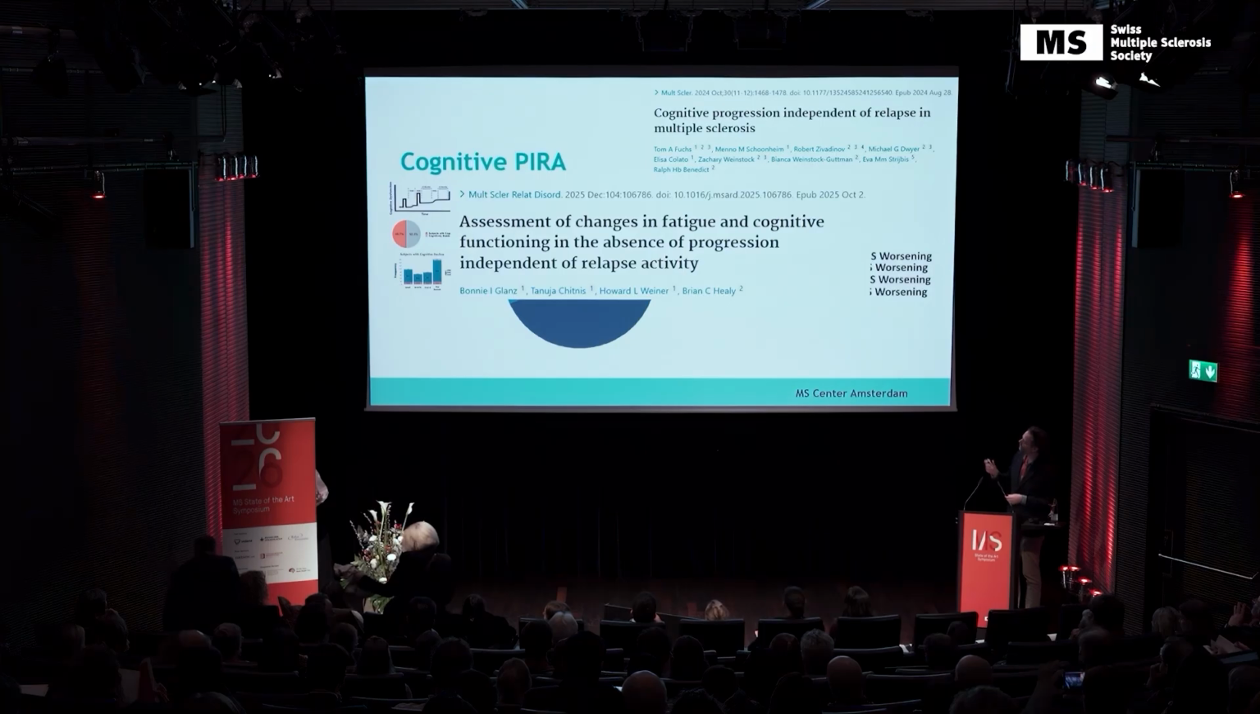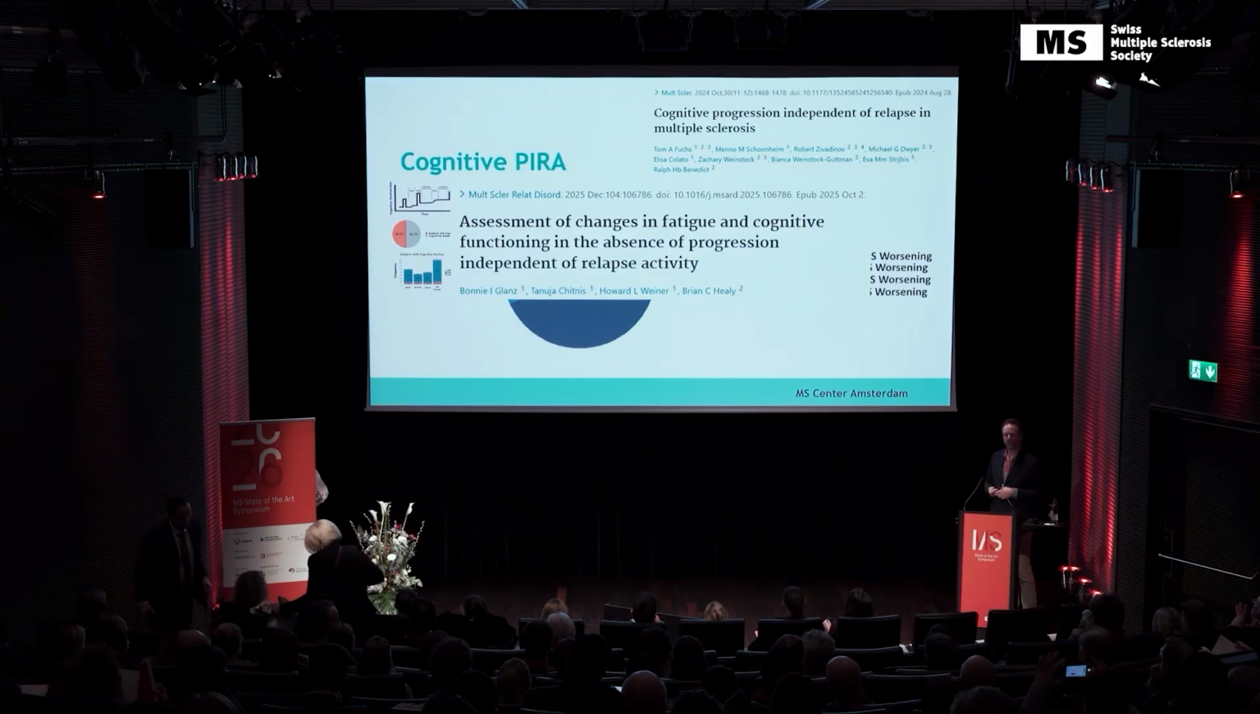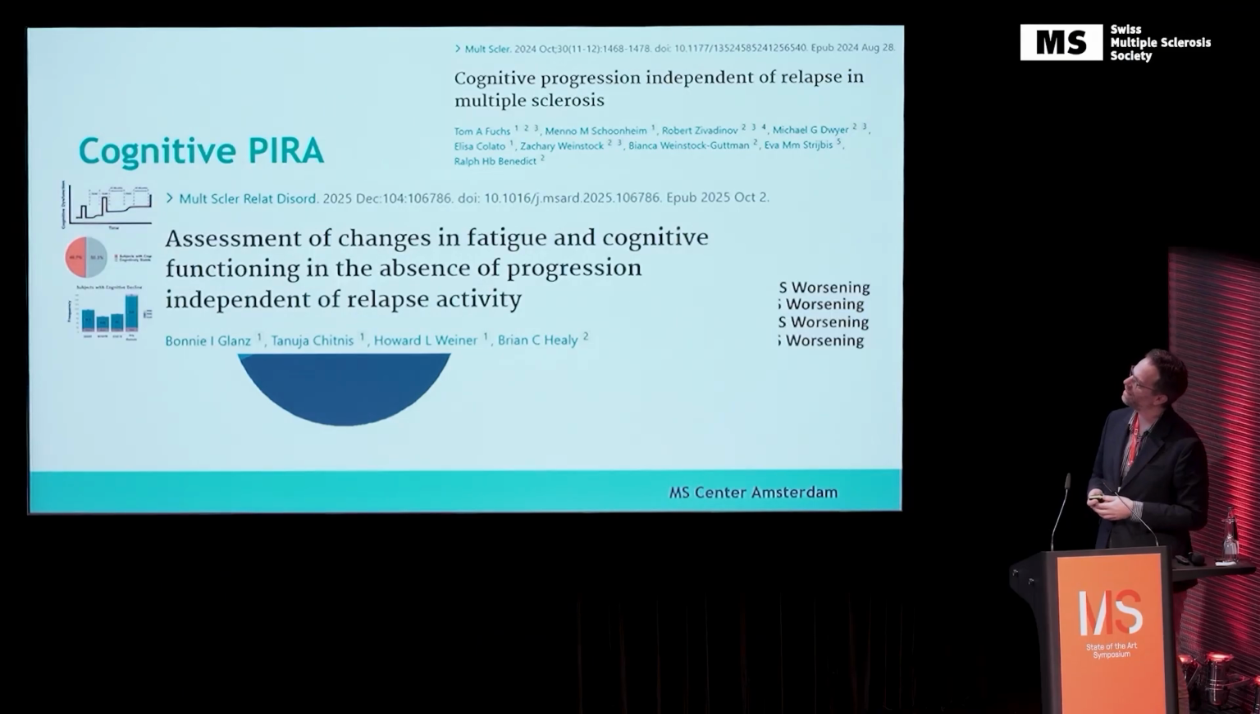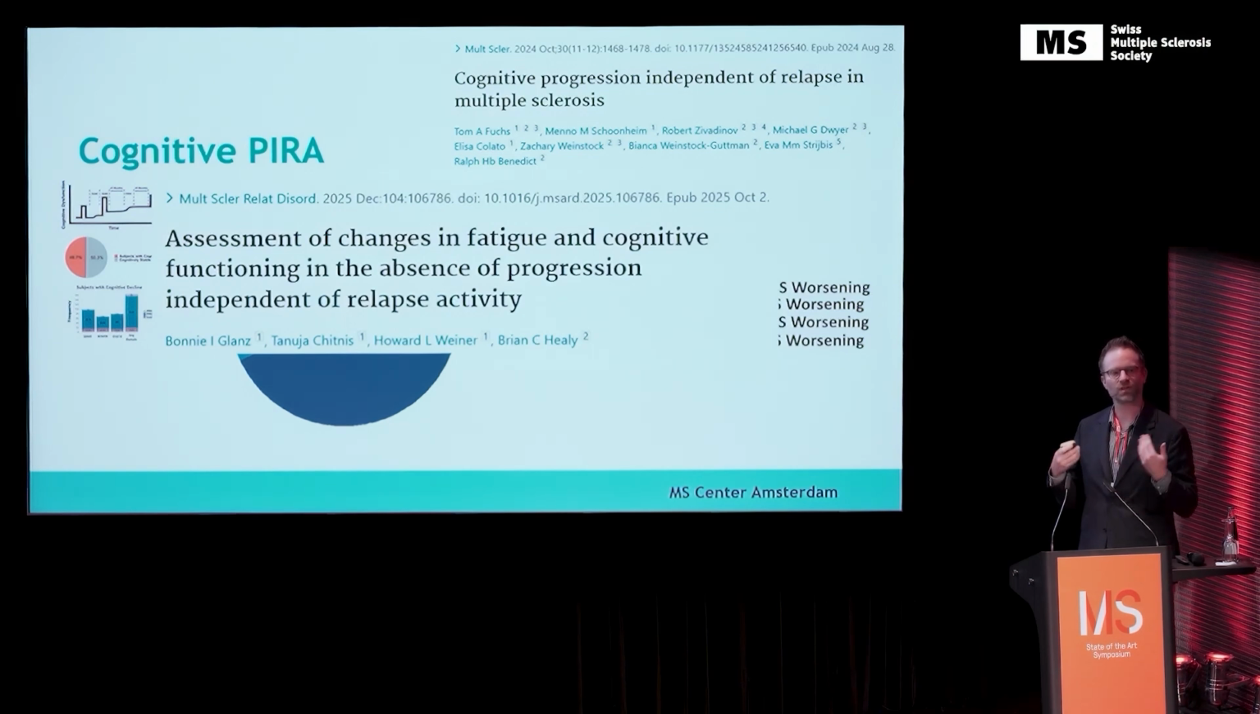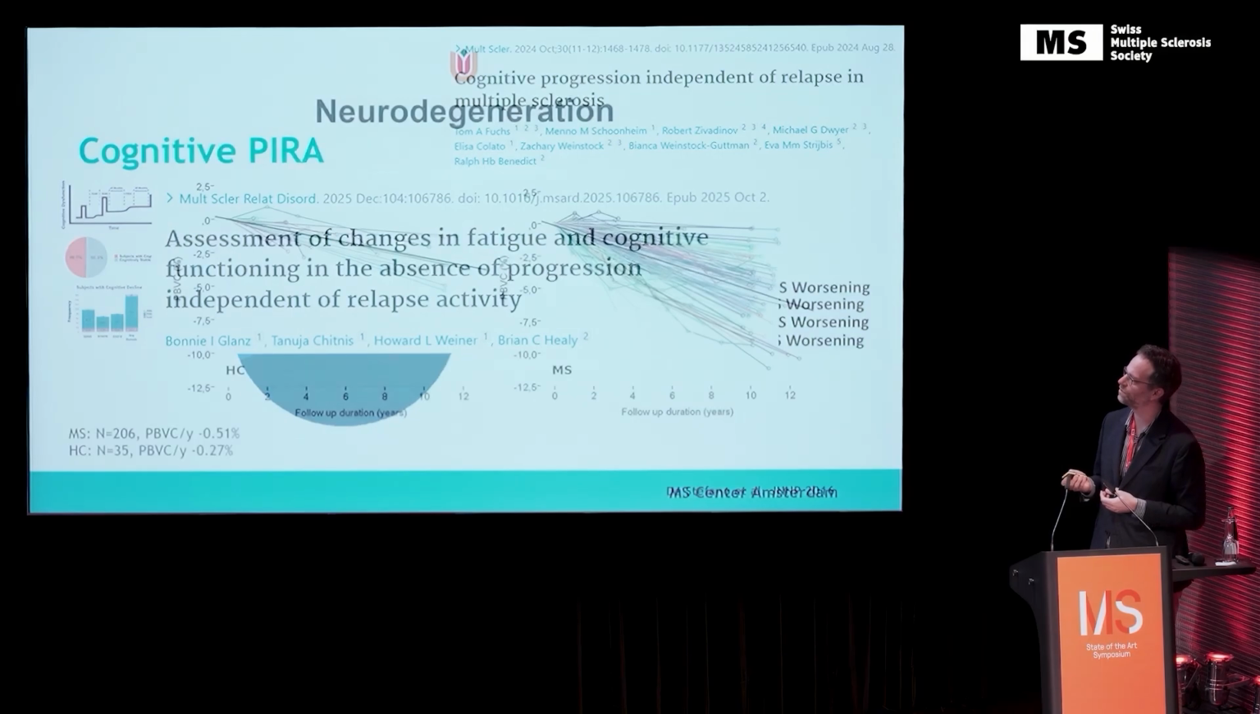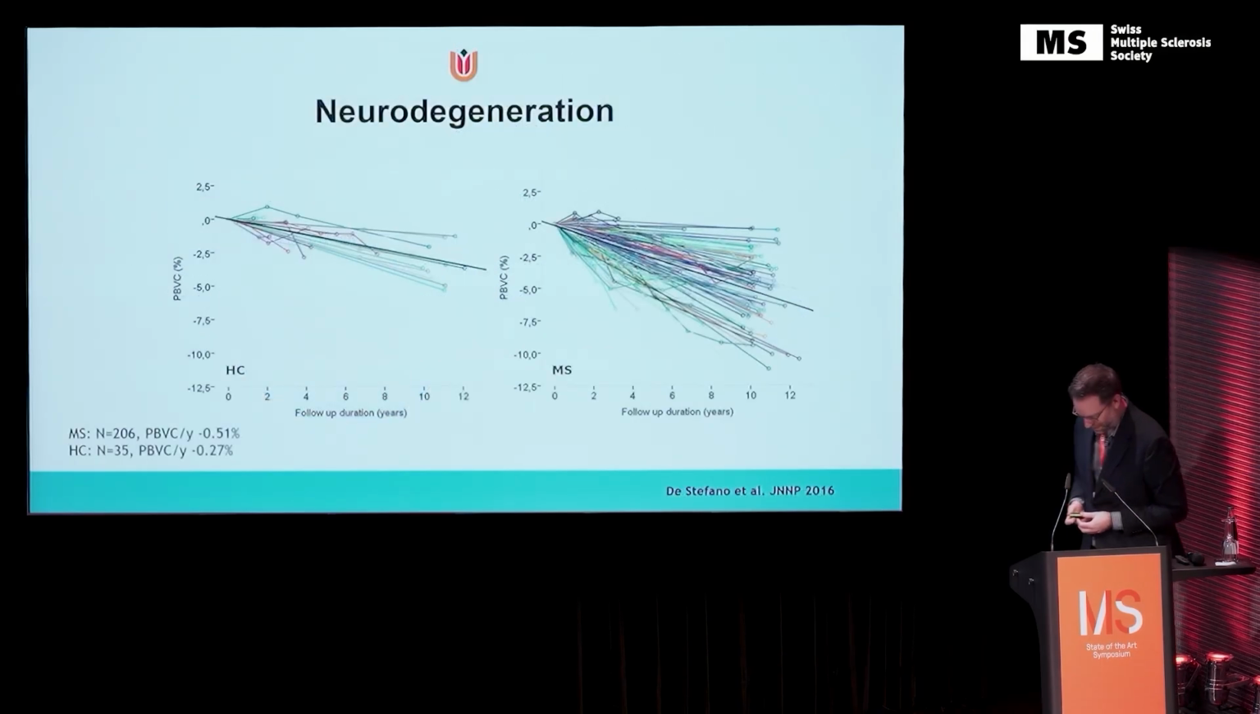So what you then also see, this is another study looking at a similar concept, that if you look at changes in fatigue and cognition in the absence of physical PIRA, you see that a lot of these events come forward. So this is really early days, but I think it's a very important observation that we are missing a lot of the different types of PIRA. Not just cognition, I think we have to broaden the spectrum even further, and then the question is, how do we standardize all this?